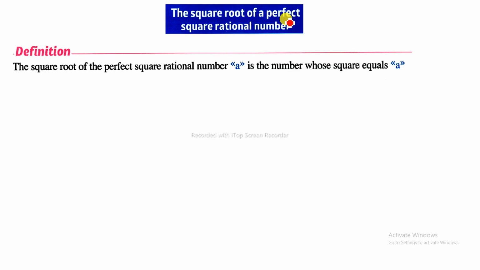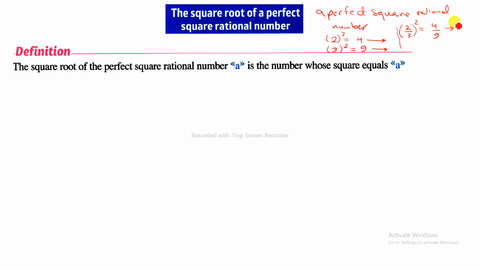أول حاجة إيه معنى square root of a perfect square rational number؟ هو معنى a perfect square rational number. يعني مثلا لما نقول 2 باور 2 equal كام؟ 4. ف 4 دي بنسميها ايه؟ a perfect square rational number. مثلا 3 باور 2 equals 9 يبقى 9 ده ايه؟ perfect square rational number. مثلا 2 over 3 all to the power of 2 is equal to 4 over 9 يبقى we can call 4 over 9 is a perfect square rational number. دي معنى a perfect square rational number.